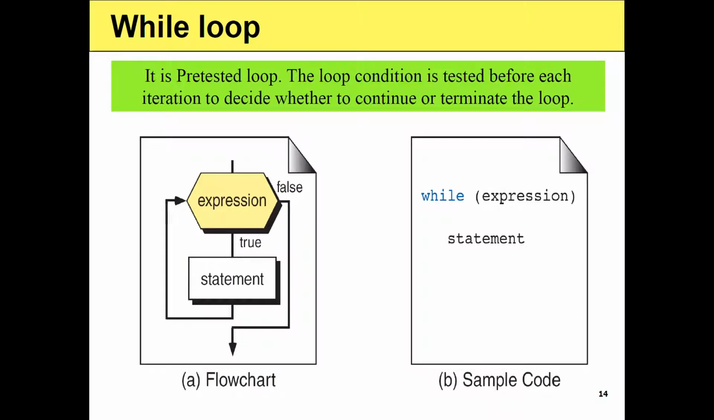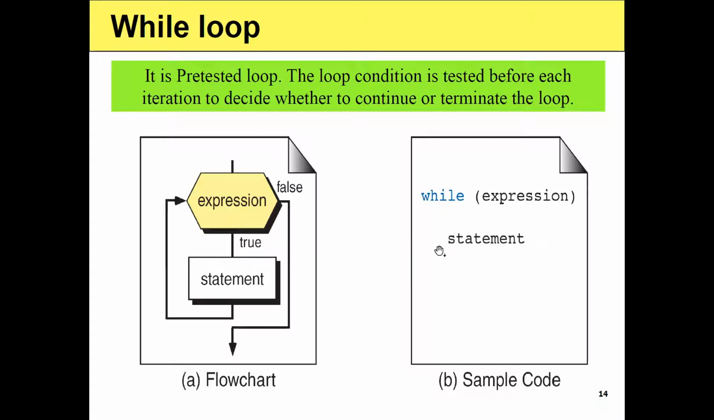Let us move to one more loop, the while loop. The while loop is also called the top tested loop or pre-tested loop. Here the loop condition is tested before each iteration to decide whether to continue or terminate the loop. Syntactically it looks like this: while, you are going to have an expression or condition, and this expression is evaluated. If this expression returns true, the statement or statements will be executed.